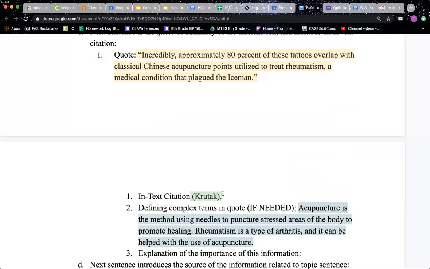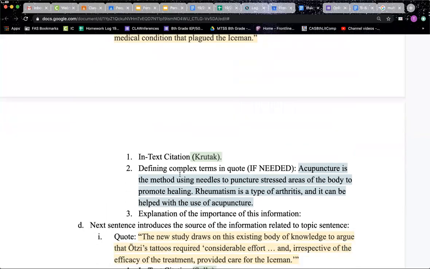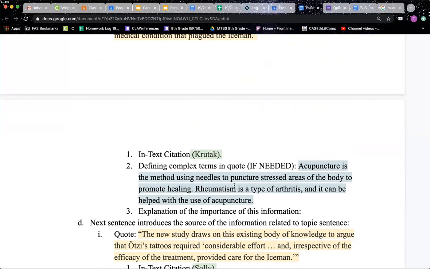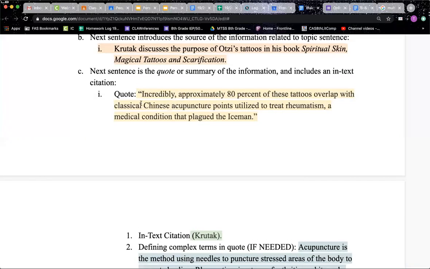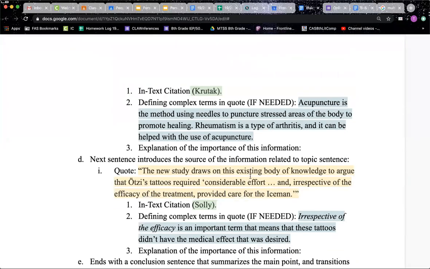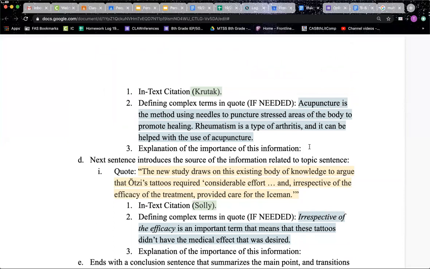Next quote. Incredibly, approximately 80% of these tattoos overlap with classical Chinese acupuncture points utilized to treat rheumatism, a medical condition that plagued the Iceman. And I have my defined complex term here in that darker green. So I'm going to start with a sentence starter. Well, I have to think about this because this kind of makes it seem that Otzi's culture knew about classical Chinese acupuncture, but that's not true. They hadn't crossed paths. So I think I'm going to start by explaining that Otzi didn't know Chinese culture.